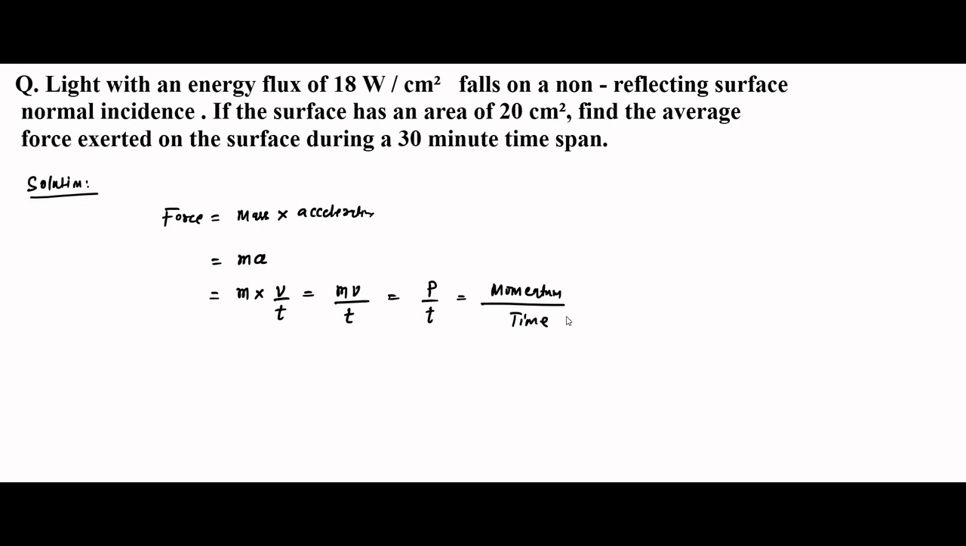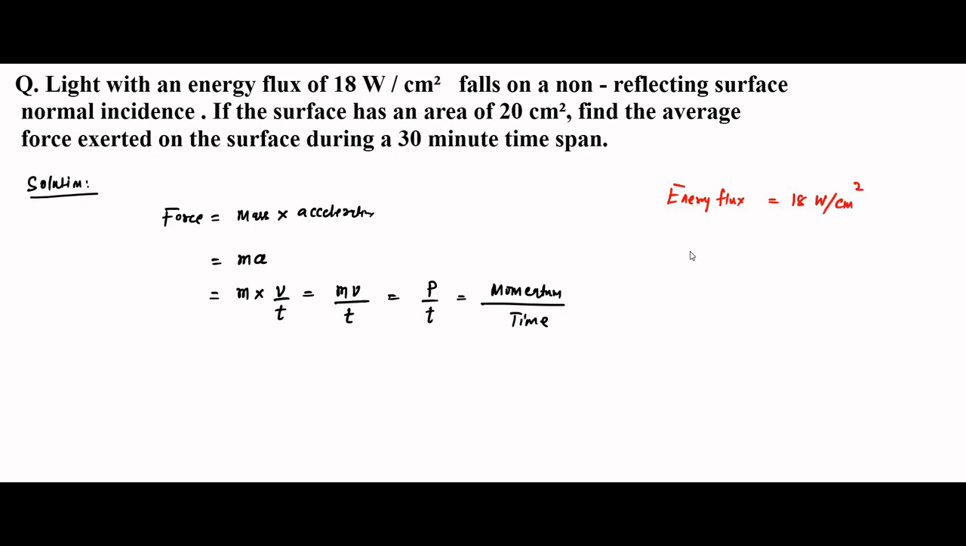Now we have to find out the momentum of light, which in this case is the electromagnetic wave. Here it has been given the energy flux. The energy flux that is given is 18 watt per centimeter square.